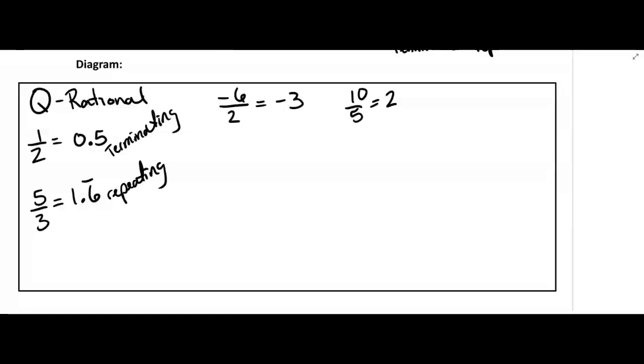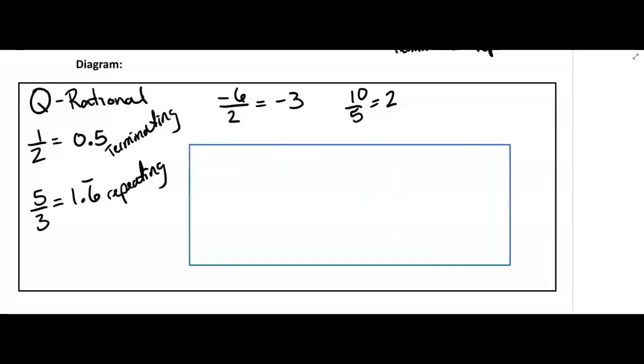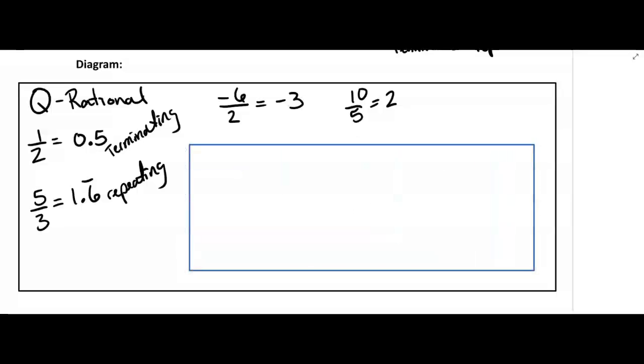Then within rational, we're going to have a subcategory. I'm going to do this one in blue. Okay, and these are our integers, which, to be fancy, we represent with the letter Z. Okay, integers. And integers are our positive and negative whole numbers, so that's -3, -5, as well as our positive numbers, 10 and 12.